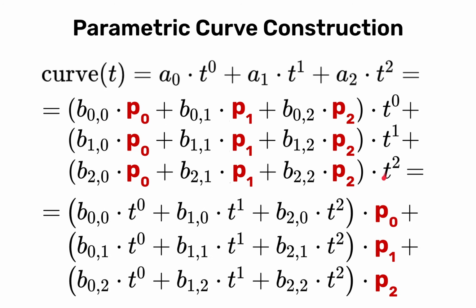Now let's reorder these terms. We're gonna pull out everything that is multiplied with P0, and also everything that is multiplied with P1, and everything that's multiplied with P2. So basically we have this equation here that is multiplied with P0, plus this equation that is multiplied with P1, and that equation that is multiplied with P2.